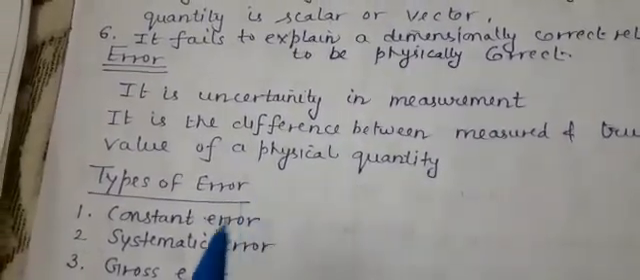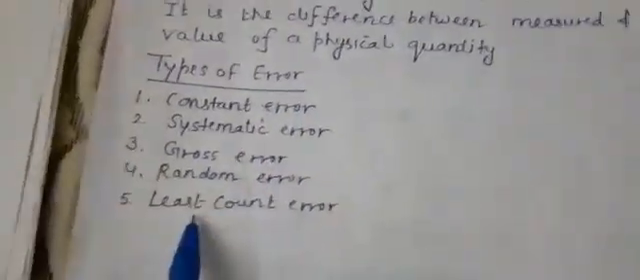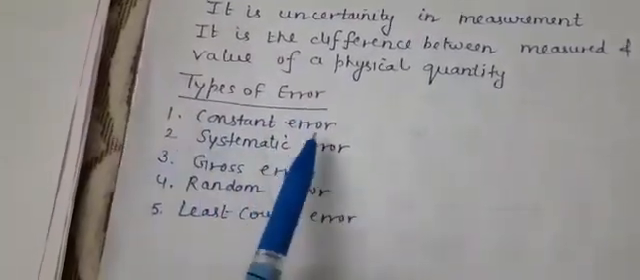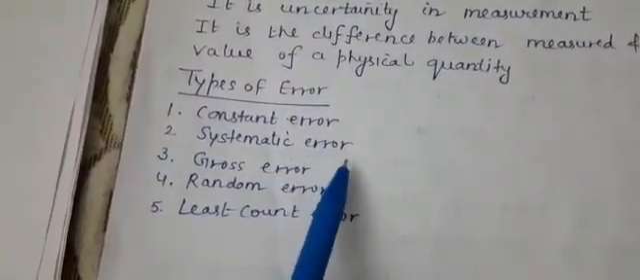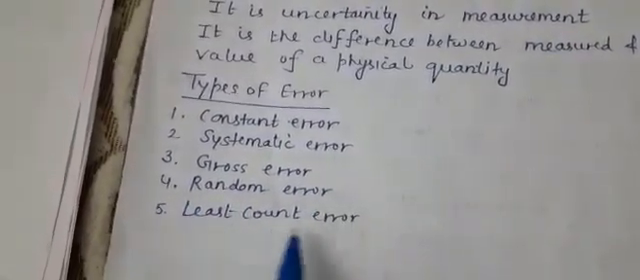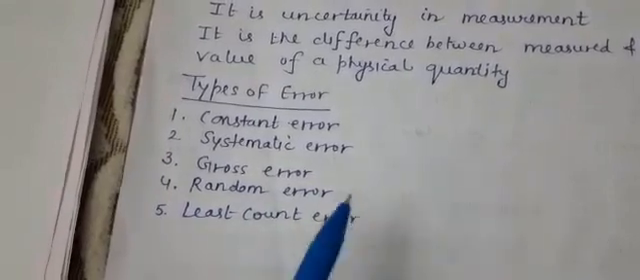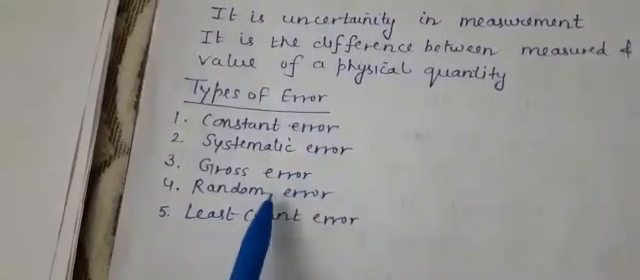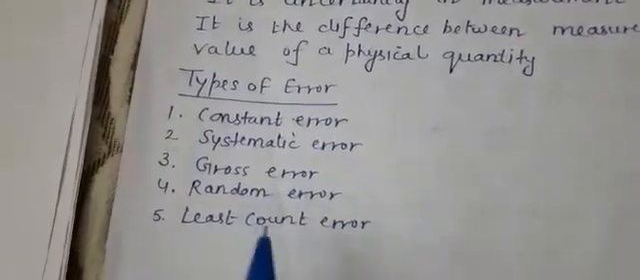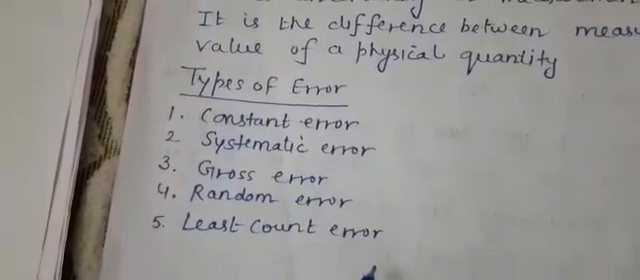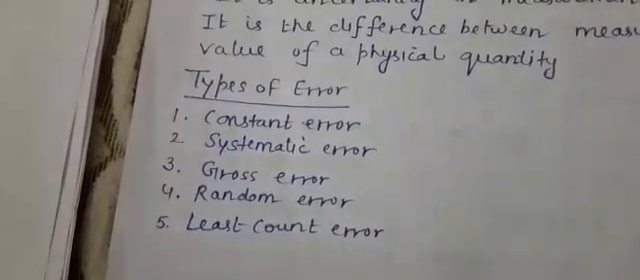Now, there are different kinds of error. First is types of error. What are these? Constant error, systematic error, gross error, random error, least count error. Usually when you discuss all these in detail, you will find that gross, random, least count, these you can somehow relate with the systematic error. This is the main error. So let me take one by one.